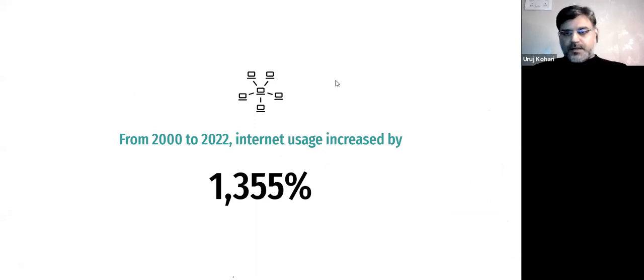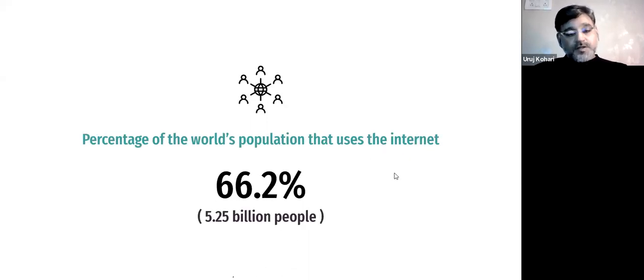As we move further, a quick look at the statistics. From the year 2000 to 2022, the last 22 years, internet usage increased at a staggering number, almost 1,355%. That's a huge number. We'll see how this ties into what we have been doing. Also, the percentage of the world's population using the internet is 66.2%. Almost 5.25 billion people are on the internet. That's a huge number for everyone, and even for businesses, who are basically the catalyst that helps us create these products. Otherwise, the funding won't happen.